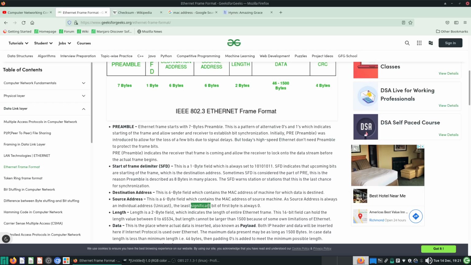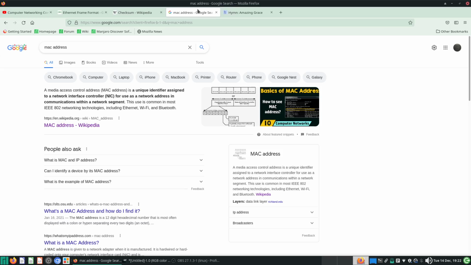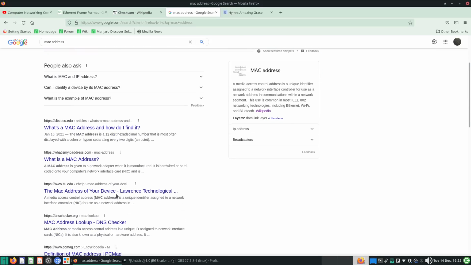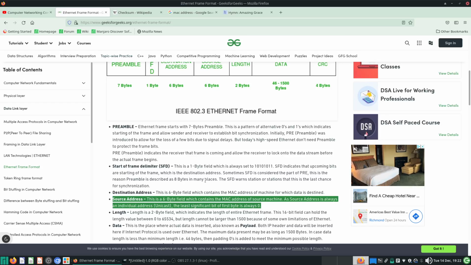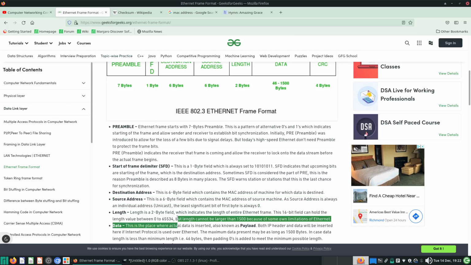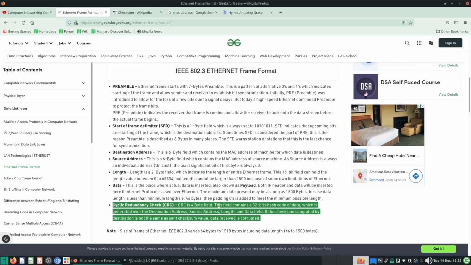So this is the destination and source address. And what is the address that you put there? It is something known as the MAC address. That one I can probably come to later. This is a length, and this is data, and then this is a cyclic redundancy check.